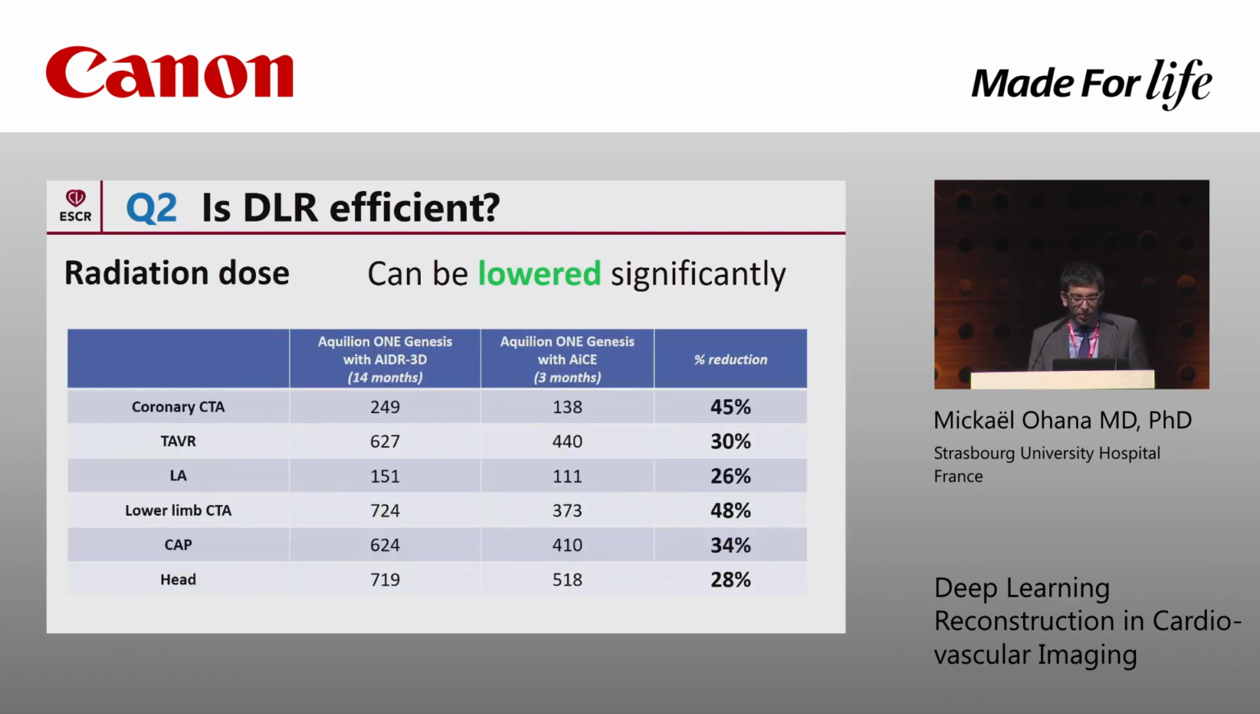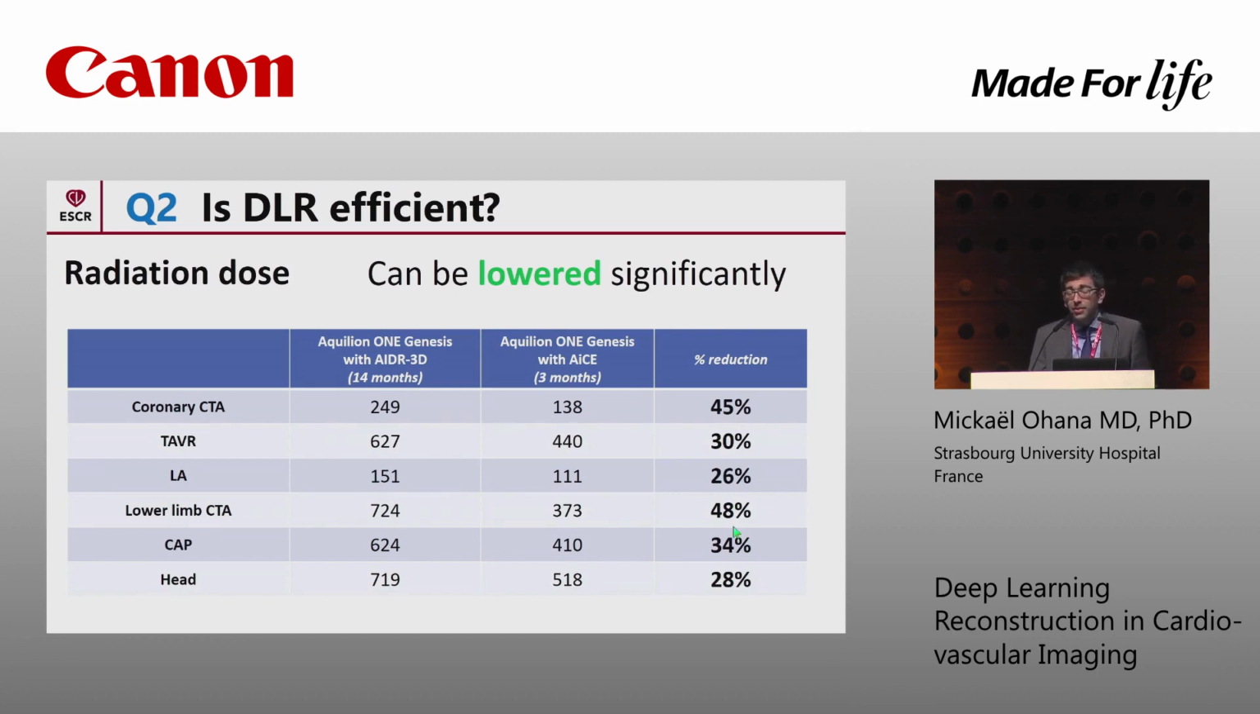So here is an example. We had our machine with IR for 14 months, so IDR 3D. Then we upgraded to ACE, same machine, for 3 months. And this is a very simple analysis to show you the DLP difference between both machines just by the introduction of the DLR algorithm. So the dose reduction is about 30 to 40% across all examinations.